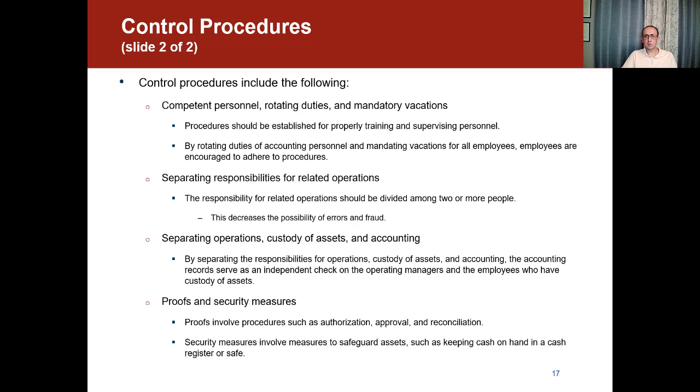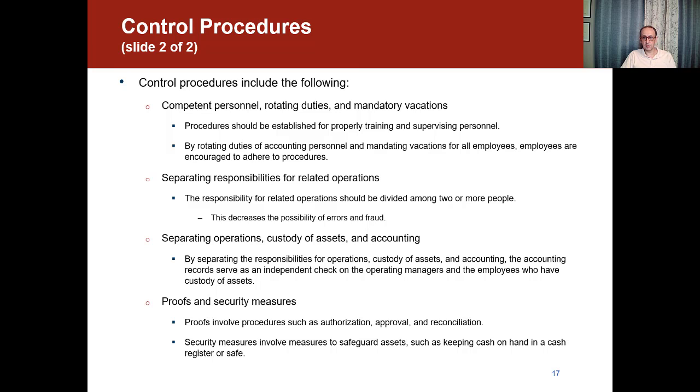So control procedures include the following. We need to have competent personnel, rotating duties, and mandatory vacations. This is very common in many businesses, especially in the financial field. So procedures should be established for properly training and supervising personnel. By rotating duties of accounting personnel and mandating vacations for all employees, employees are encouraged to follow these procedures.